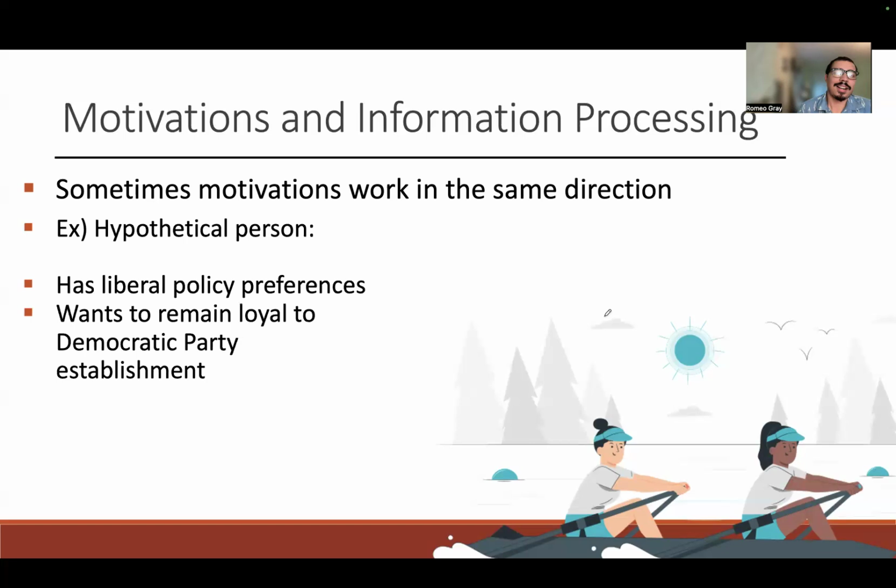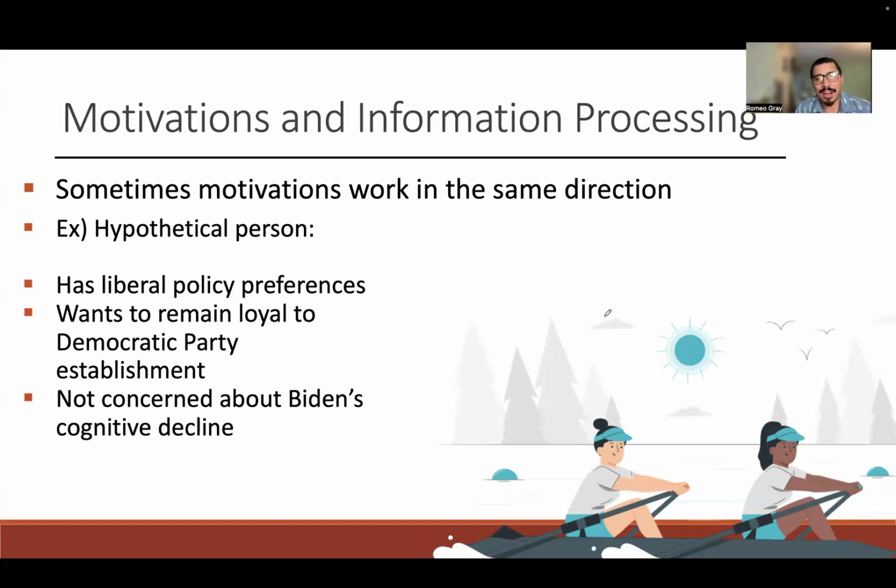I know I do. So this person might have liberal policy preferences. They want to remain loyal to the Democratic Party establishment. And they're not particularly concerned about Biden's cognitive decline. They're just not worried that it's going to pose any substantial risk to his presidential campaign. So they end up defending Biden and saying we should throw all of our support behind him and not really consider anybody else. Just keep marching in lockstep with him.